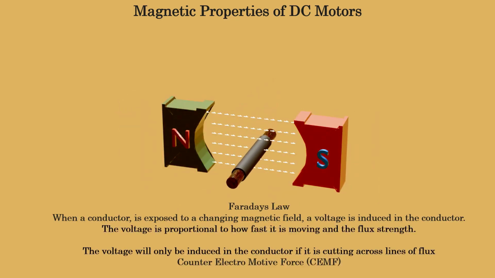Now let's see what happens when a conductor travels in a flux field. Faraday's law states that when a conductor is exposed to a changing magnetic field, a voltage is induced into the conductor. The voltage is proportional to how fast it is moving and the flux strength. The voltage will only be induced in the conductor if it's cutting across lines of force. The induced voltage is called counter electromotive force.